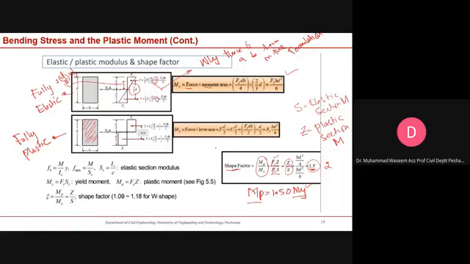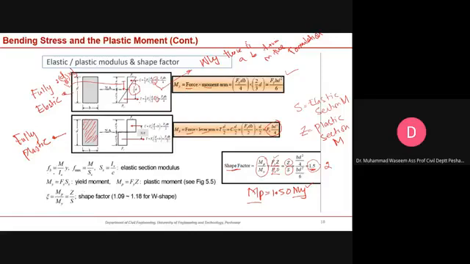Think over it. Now, how can we find the plastic moment? The plastic moment is force times the lever arm. The lever arm in this case is D by 2. So you can end up with this formulation, and you have the magnitude of the yield moment and the magnitude of the plastic moment.